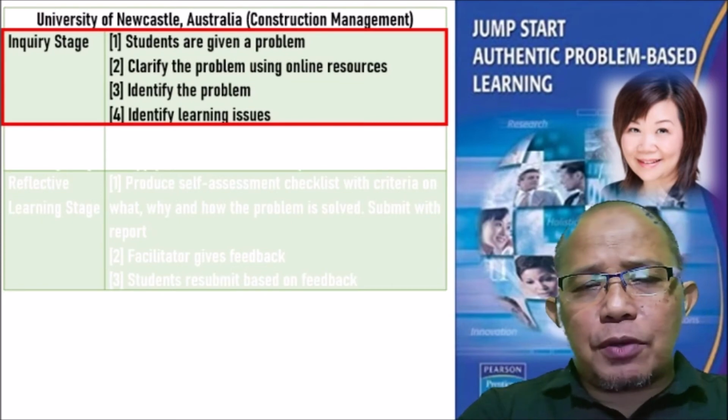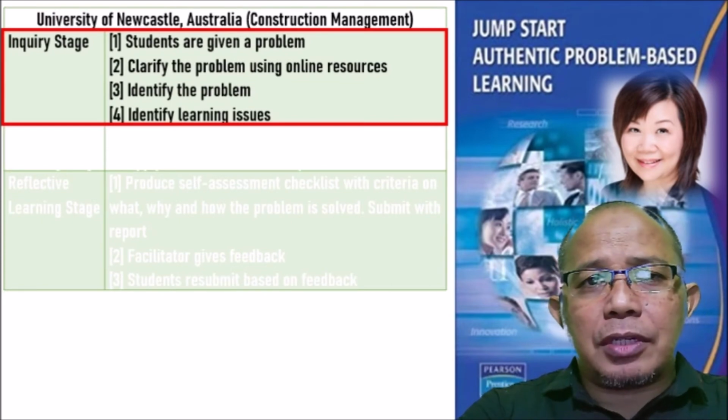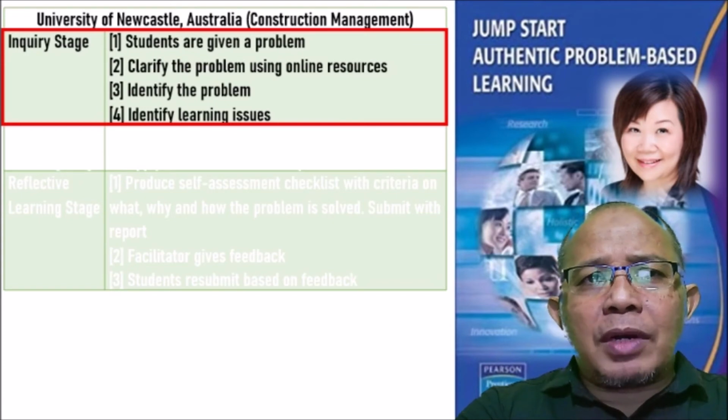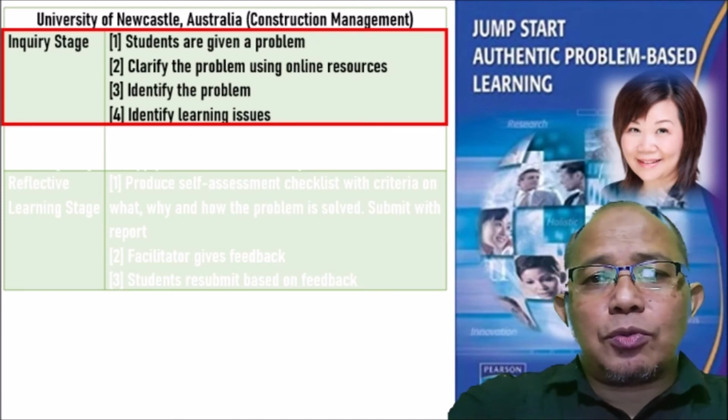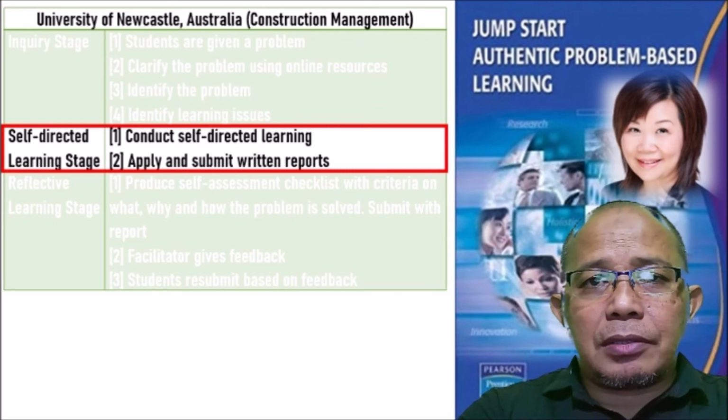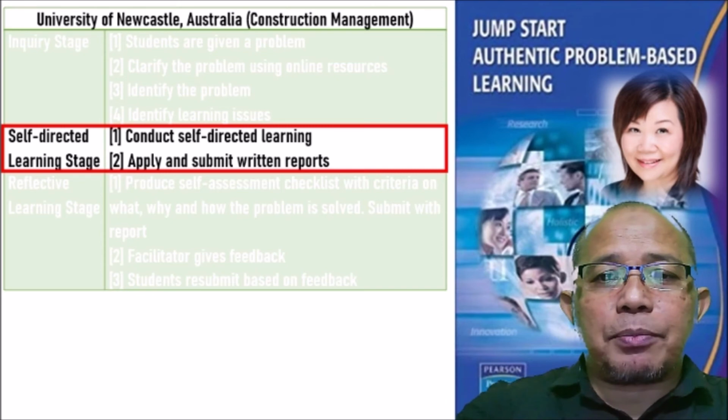The fifth model is from the University of Newcastle, Australia, in construction management. The inquiry stage in this model includes 1, students are given a problem. 2, clarify the problem using online resources. 3, identify the problem. 4, identify learning issues. In the self-directed learning stage, students 1, conduct self-directed learning. 2, apply and submit written reports.